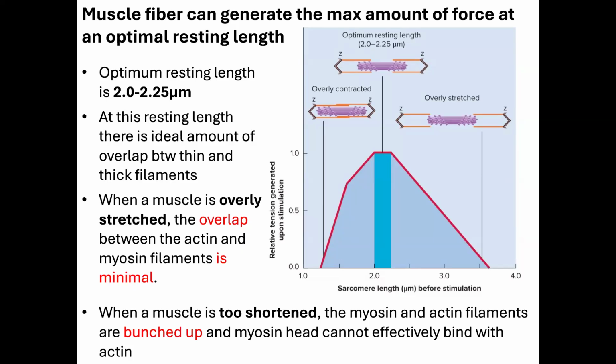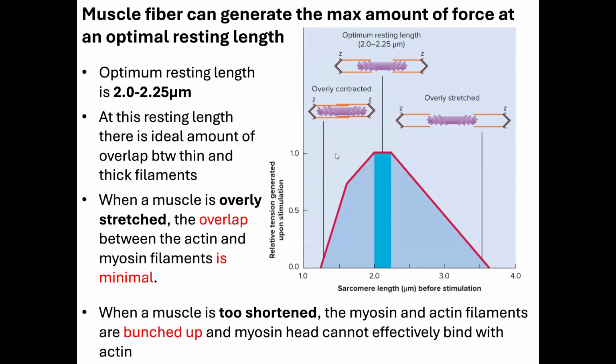What if you keep it very compressed? Is that a good idea? No, there's an ideal length. This length is called the optimum resting length, and that's between 2 to 2.5 micrometers. So this is the ideal length. If it is overly stretched, there is no overlap at all between the actin and myosin. That's not good. If it is overly contracted, then the muscle is kind of bunched up.